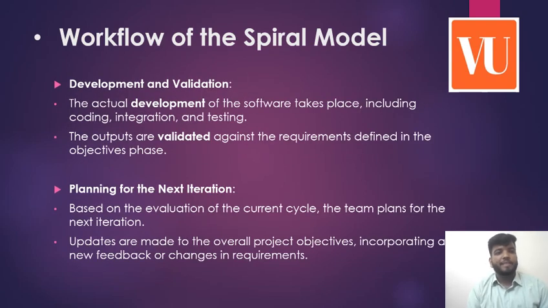Now moving to the next slide, the workflow of the spiral model. Development and validation. First point is the actual development of the software takes place, including coding, integration and testing. Second point is the outputs are validated against the requirements defined in the objective phase. Next is planning for the next iteration. Based on the evaluation of the current cycle, the team plans for the next iteration. Updates are made to overall project objectives, incorporating new feedback or changes in requirements.